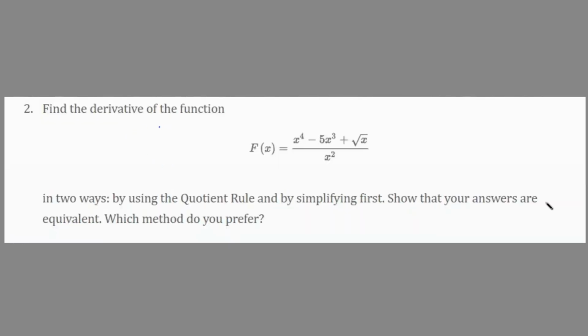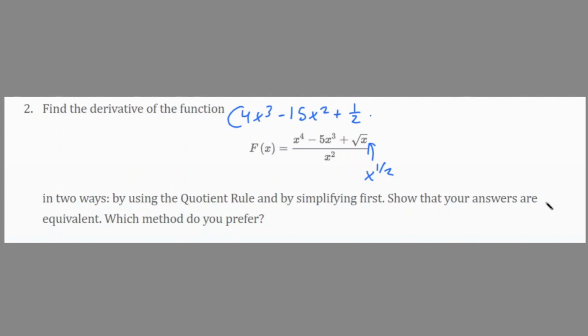So let's start with number 2, find the derivative of this function in two ways. We're going to use the quotient rule, and then we'll check our answer with the power rule. If we use the quotient rule, we would do f prime of x first, which is 4x cubed minus 15x squared. And for now, we're going to substitute in x to the 1/2.